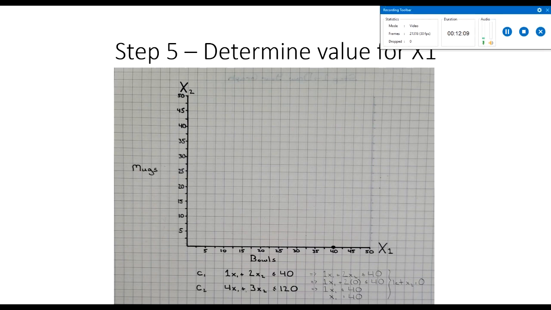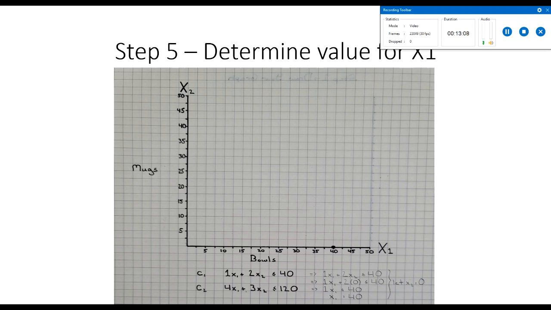Taking constraint number 1, 1x1 plus 2x2 is less than or equal to 40. I have let x2 equal 0. So I have 1x1 plus 2x2 less than or equal to 40. I replace x2 with 0. So I have 1x1 plus 2 times 0 less than or equal to 40. 2 times 0 is 0. So I have 1x1 is less than or equal to 40. I divide 40 by 1. x1 is equal to 40. So where x2 is 0 right here, x1 is 40 right here. And I've indicated that with this black dot. That's how I found the first coordinate for constraint line 1.